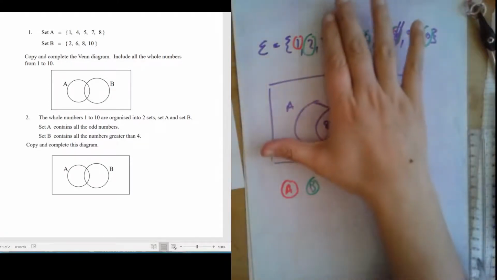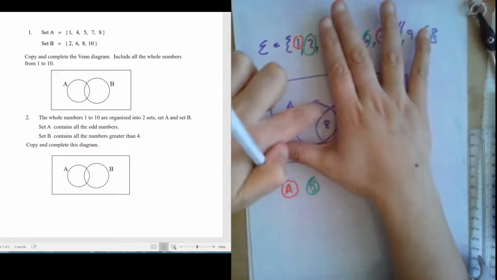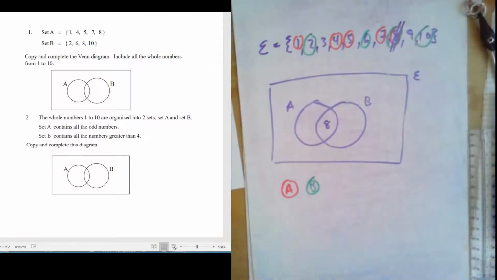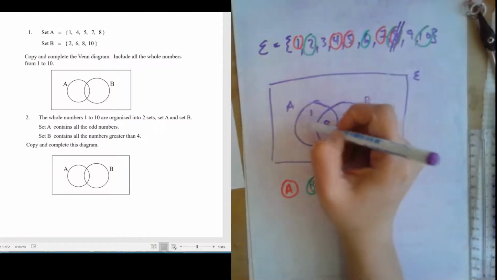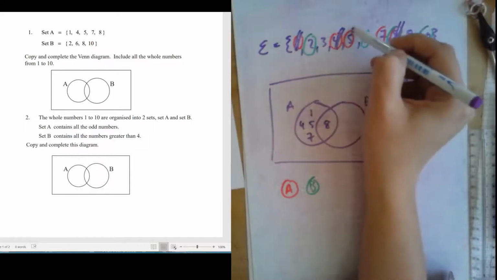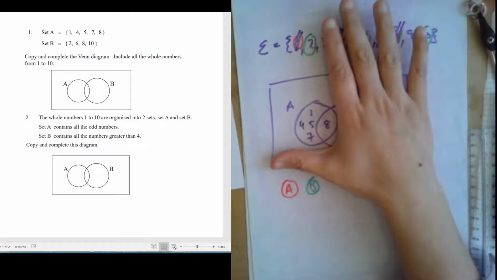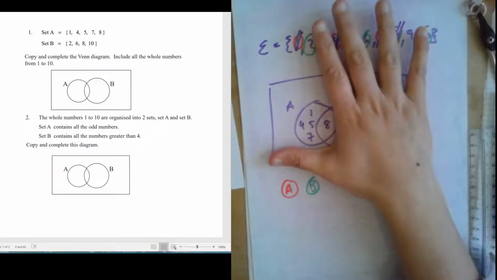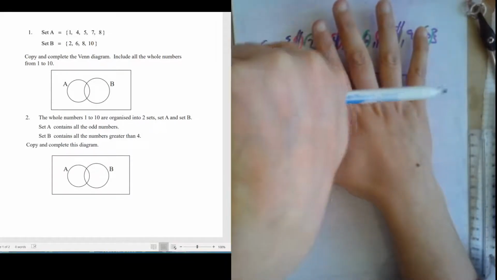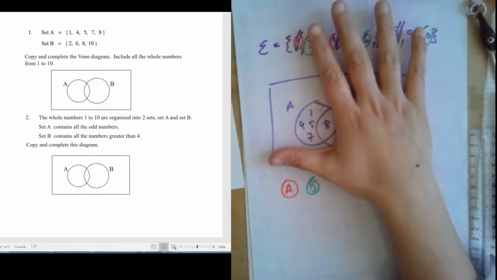So I know that this section of A is also shared with B, but the rest of this section is just A. Okay, so I've got 1, 4, 5, and 7. Even if you just want to double check, you can always do that and say, well, if I compare it to set A over there, it is 1, 4, 5, 7, 8. So you are satisfying that whole part of set A, okay?